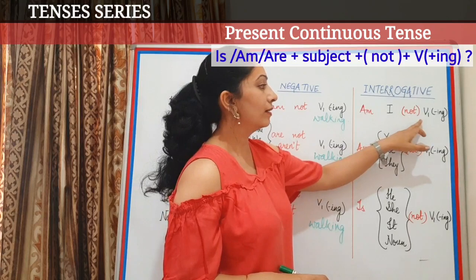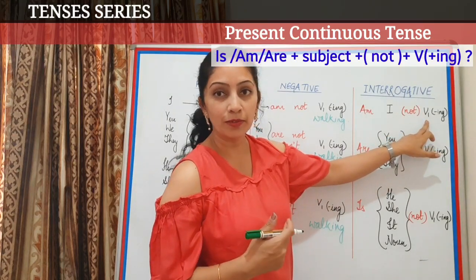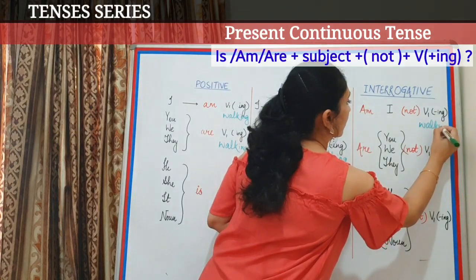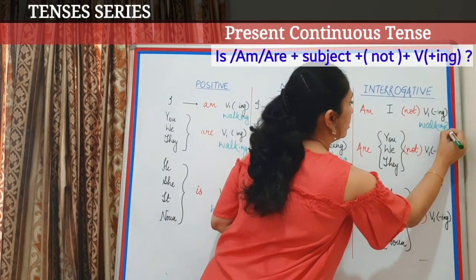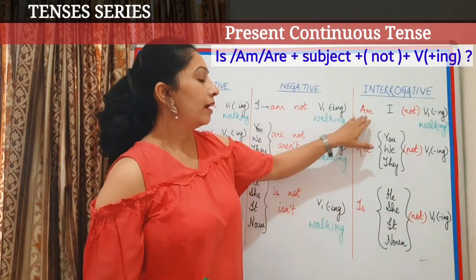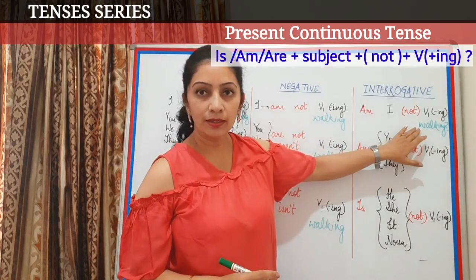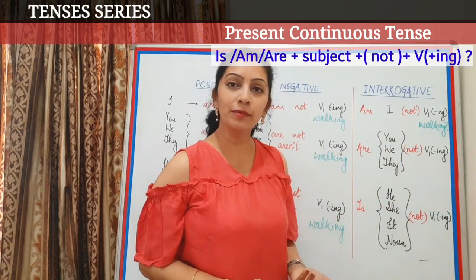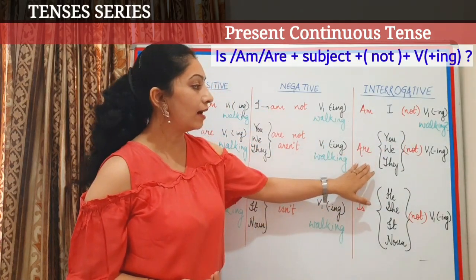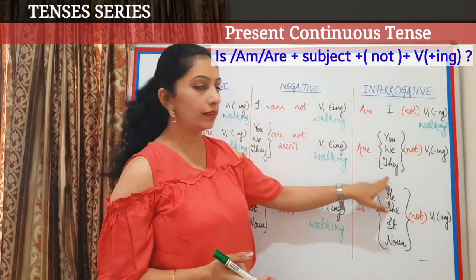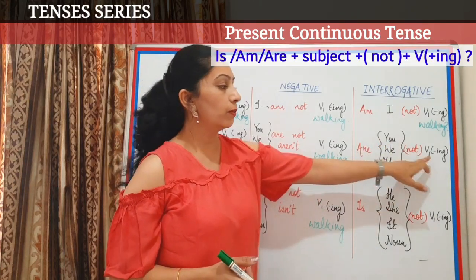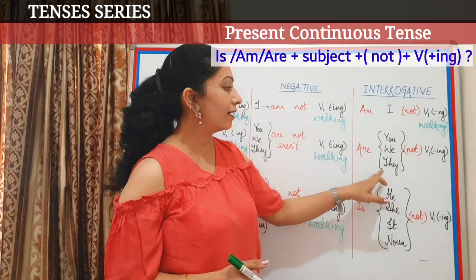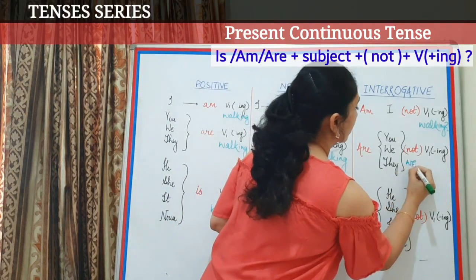Am I? We can use the same verb here. If I write here walking and a question mark. Am I walking or am I not walking? Both are acceptable. Next, are is used with you, we, they. So are you walking? Are we not walking? Or are they not walking?